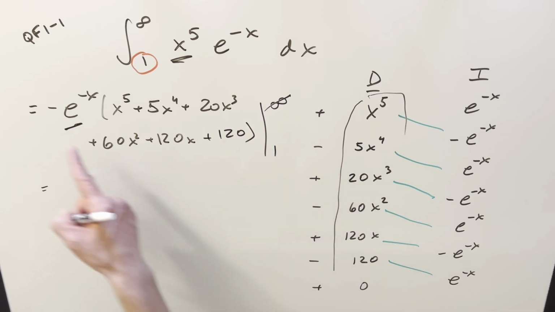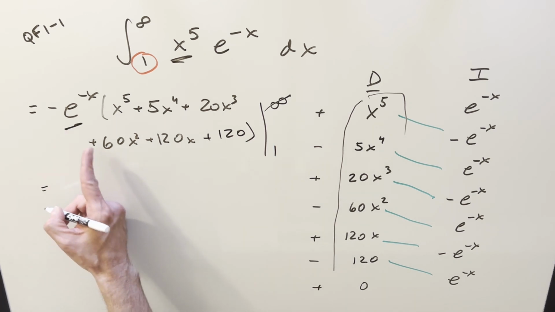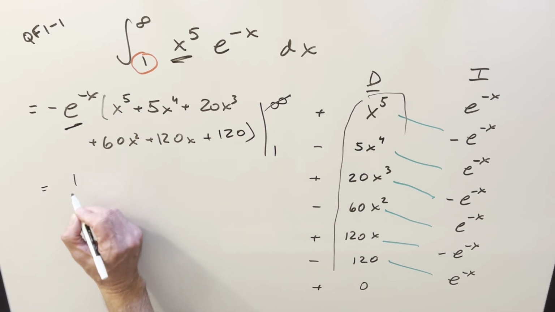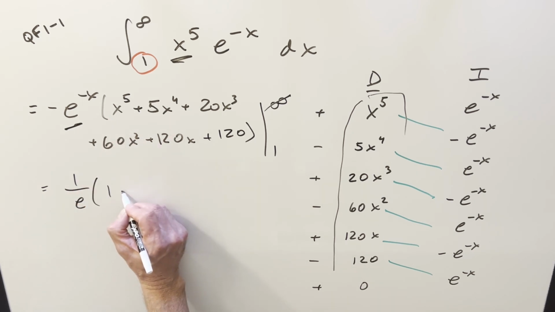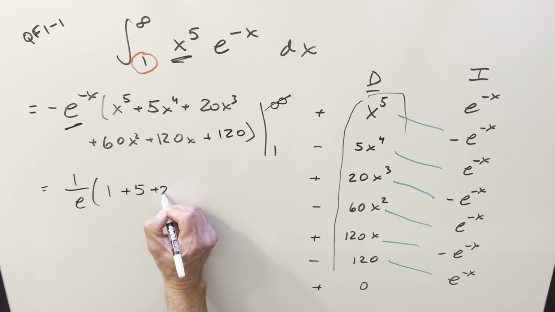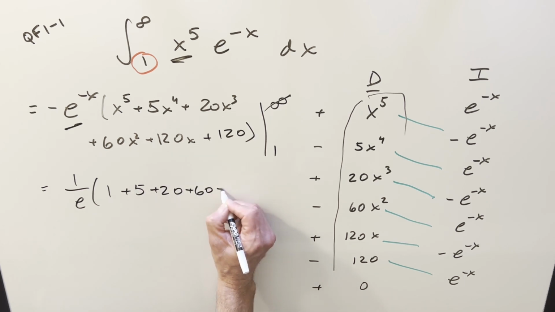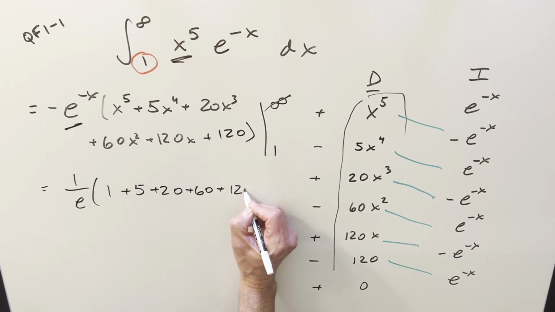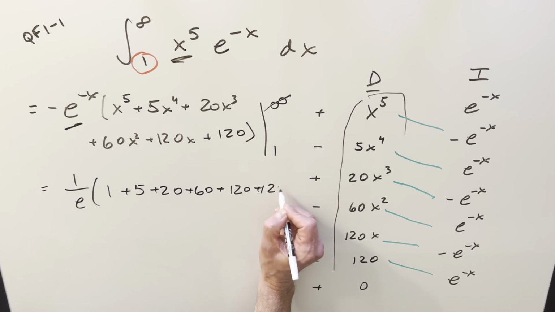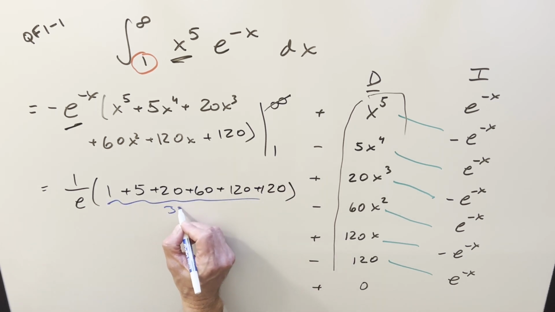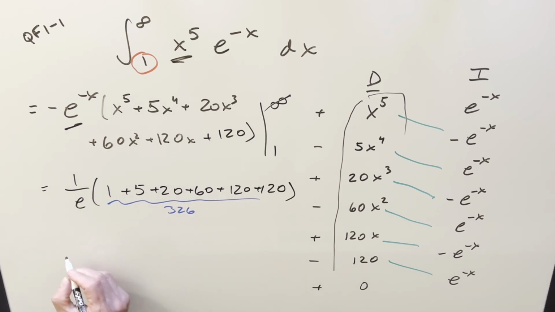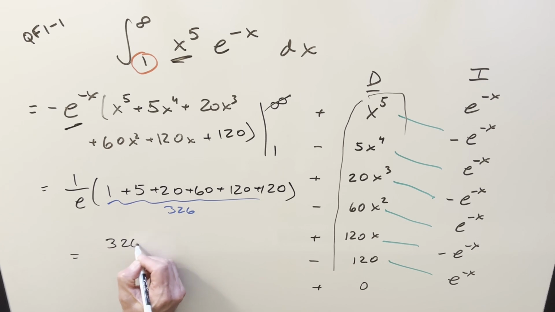We're going to have a minus when evaluating. So minus times minus is plus. This becomes e to the minus 1, so I'll write that as 1 over e here. And then we're just plugging 1 into all this stuff. So we get 1 plus 5 plus 20 plus 60 plus 120 plus 120. Totaling up all this stuff, this is just going to be 326. So putting it together, for my final solution on this, we just get 326 over e, and that's it.